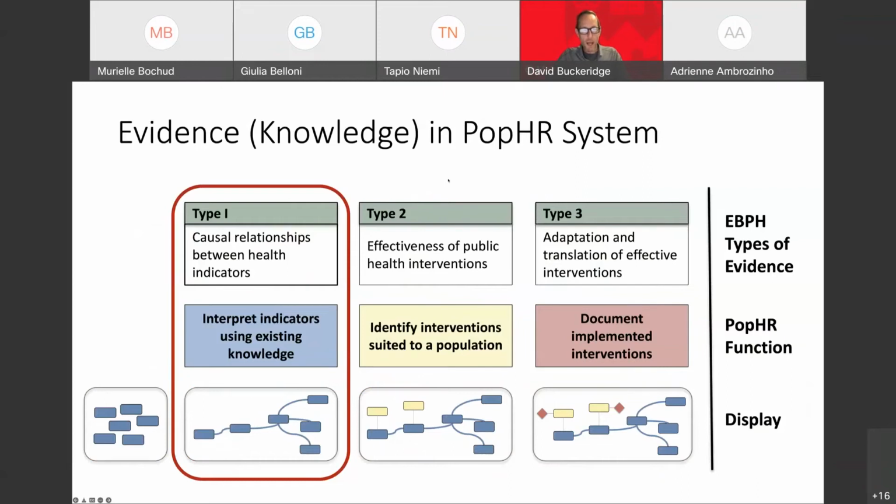So coming back to how we use that knowledge. Going back to what I said at the start, we have these three types of knowledge: causal relationships, effective interventions, and adaptation or implementation of interventions. We focus for the most part on how we exploit these causal relationships. And going back to the bottom here, you can see what we really want to do through the concept of these indicators, these blue nodes. We want to be able to structure or organize these indicators in the context of knowledge, particularly knowledge on the determinants of health, to allow people to understand what's happening in a population.